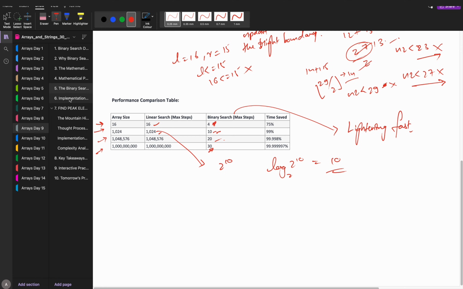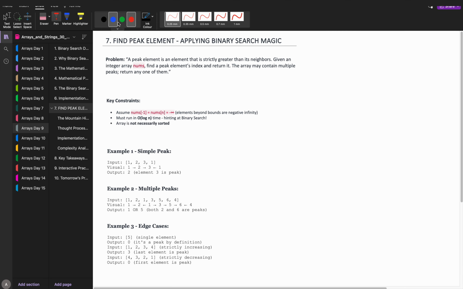Now let's move to another question which is find peak element, right? Applying binary search magic. Let me first show the problem statement, then we will talk more about how we can approach it. So a peak element is an element that is strictly greater than its neighbors, right? What is a peak element? This is a peak, correct? This is called a peak.